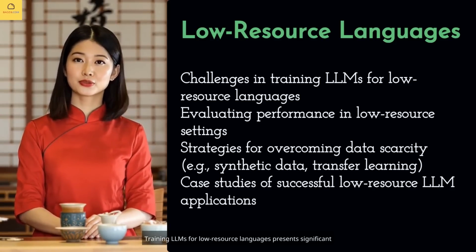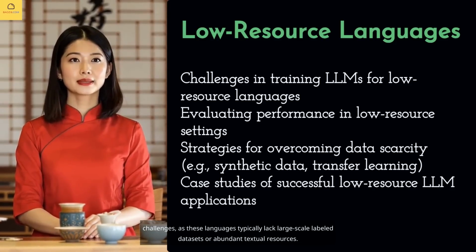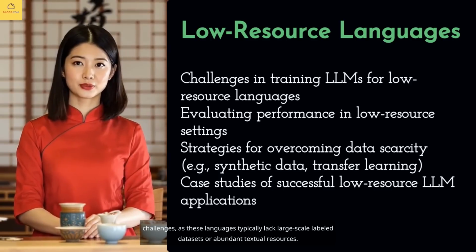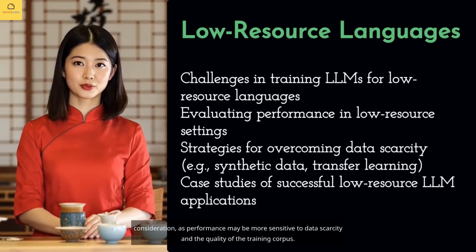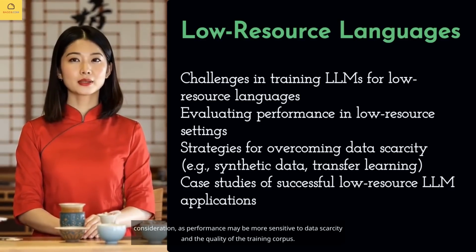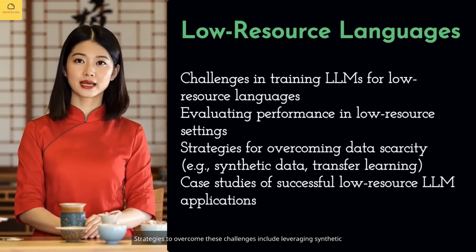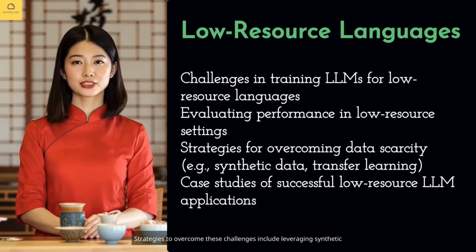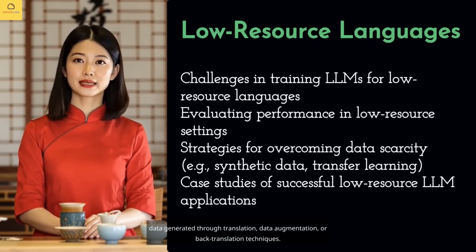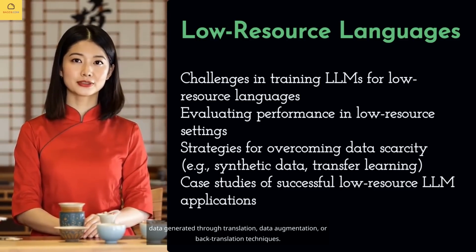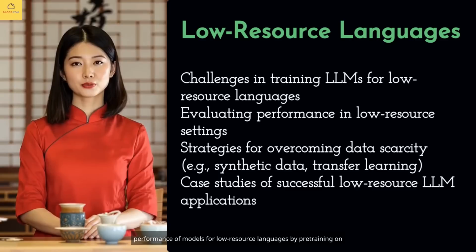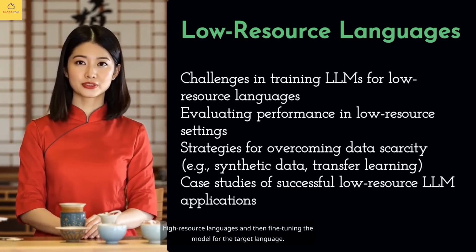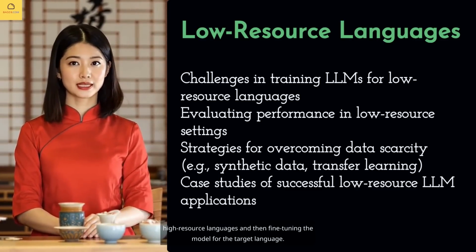Training LLMs for low-resource languages presents significant challenges, as these languages typically lack large-scale labeled datasets or abundant textual resources. Evaluating performance in these languages requires careful consideration, as performance may be more sensitive to data scarcity and the quality of the training corpus. Strategies to overcome these challenges include leveraging synthetic data generated through translation, data augmentation, or back translation techniques. Transfer learning also plays a vital role in improving the performance of models for low-resource languages by pre-training on high-resource languages and then fine-tuning the model for the target language.